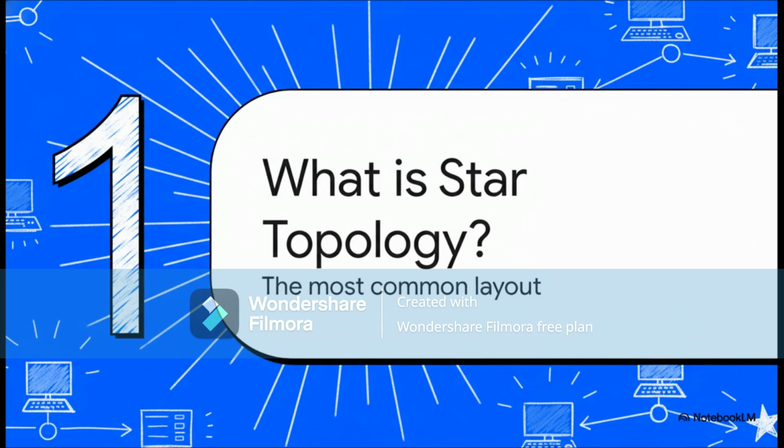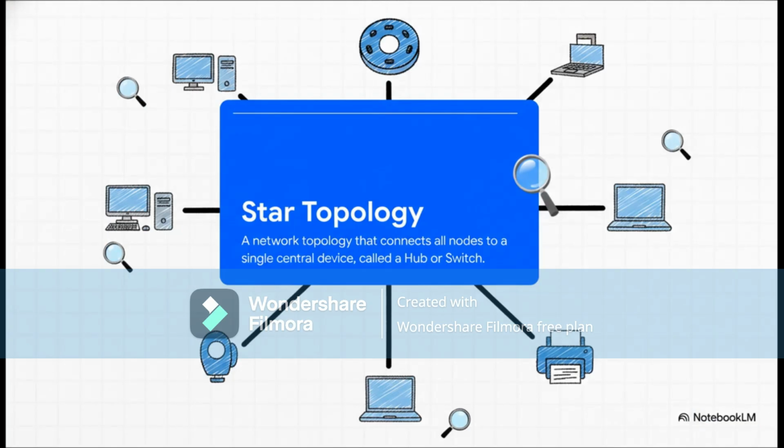What in the world is a star topology? Let's get this core idea locked down. Okay, get your highlighters ready because this is a big one for your exams. A star topology is just a network setup where every single device, we call them nodes, is plugged directly into one central gadget, usually a hub or a switch.